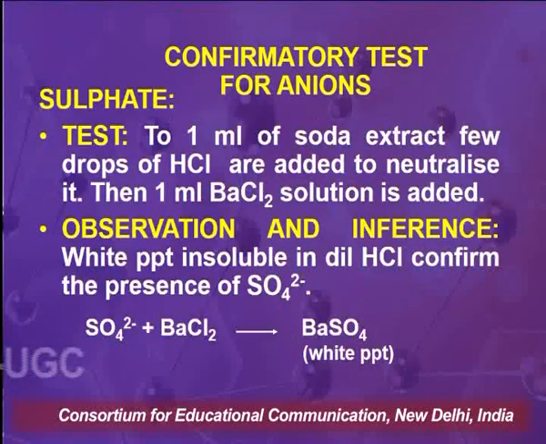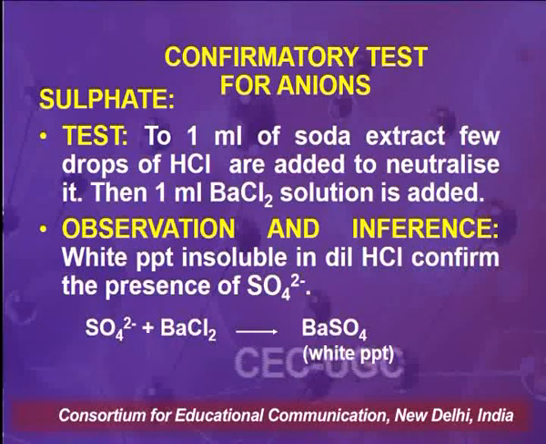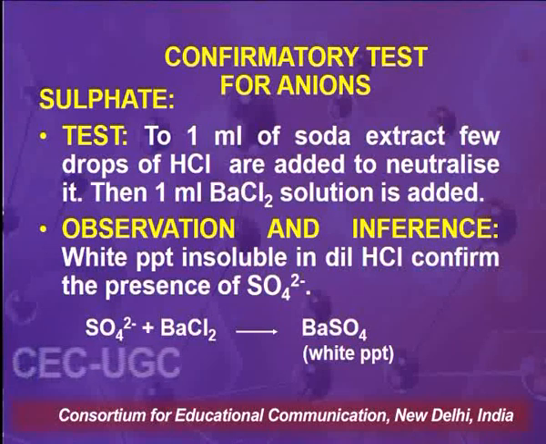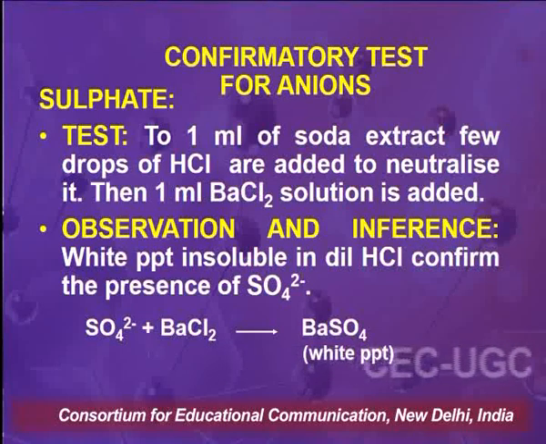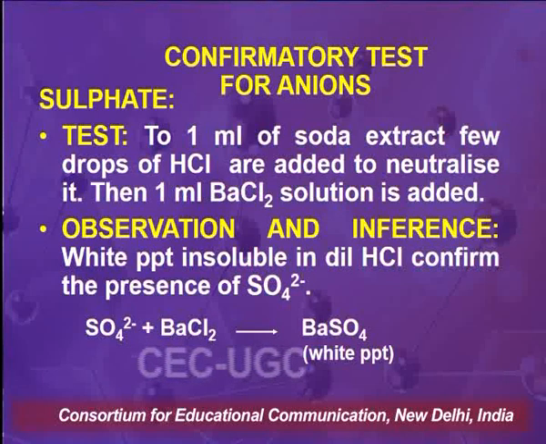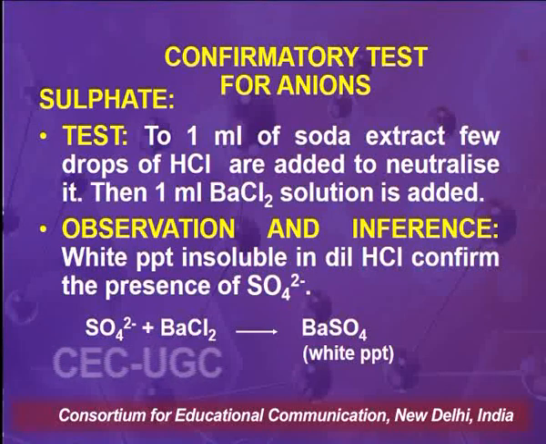The next ion which we need to discuss in the analysis is sulfate, SO4 2-. To 1 ml of the soda extract, a few drops of dilute HCl are added to neutralize it, and then 1 ml of barium chloride solution is added. The test for sulfate and sulfite is the same, with a small difference in the observation. White precipitates insoluble in dilute HCl confirm the presence of sulfate ions.